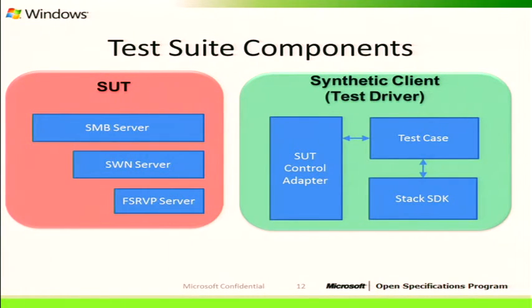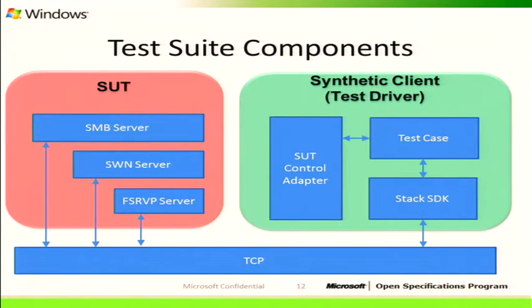First, our test case will invoke the call from the stack SDK and send the request over the network to talk with the SUT. Meanwhile, our SUT control adapter will invoke the requests on the SUT to retrieve or change the status, and then we will compare and verify the state and the response.